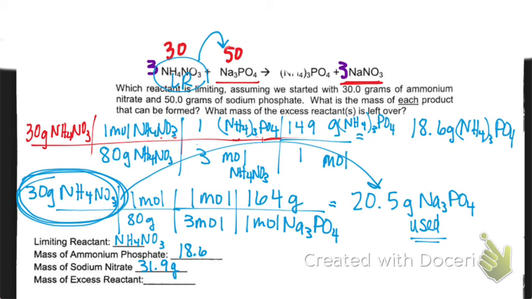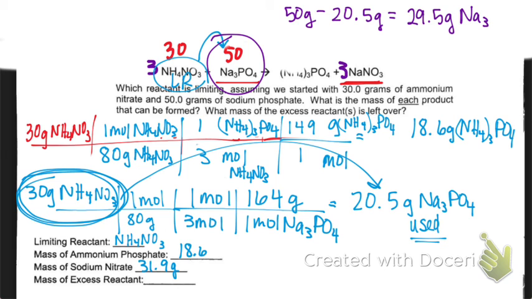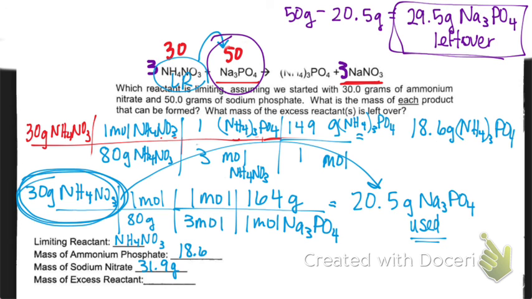So if I wanted to find my excess reactant, I would have to go back and look at how much Na3PO4 I started with. I started with 50 grams. I used 20.5 grams, which means left over would be 29.5 grams of Na3PO4 left over.